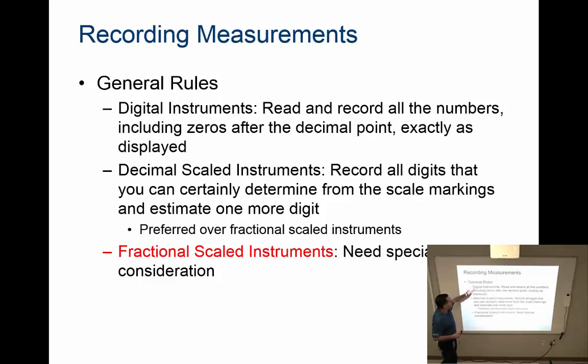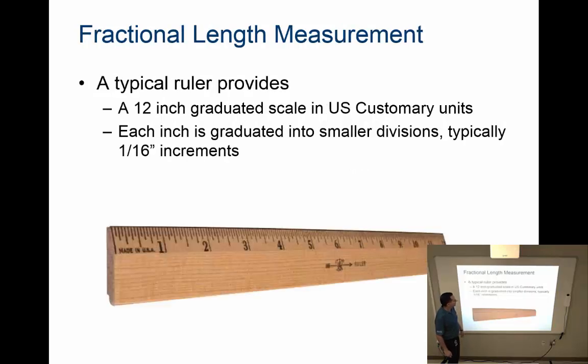Again, as a general rule, if it's a digital instrument, read and record all the numbers, including zeros, after the decimal point exactly as displayed. For a decimal scale, like the metric ruler that we used in the last activity, record all digits that you can certainly determine from the scale markings and estimate one more digit. So that's what we did in the last activity. For a fractional scaled instrument, which would be our standard ruler in inches, we're going to do some special consideration on how we want to deal with our significant digits.